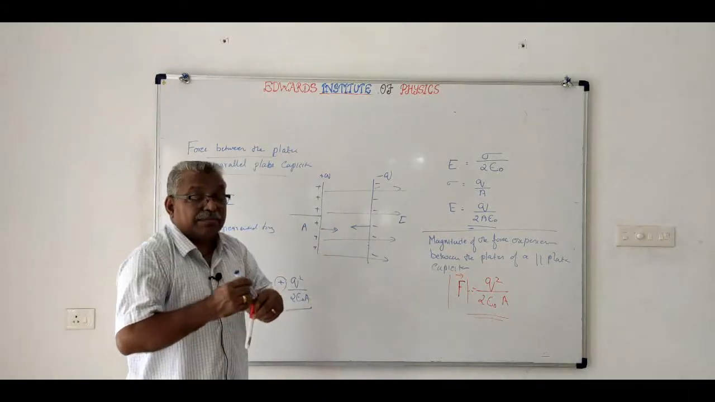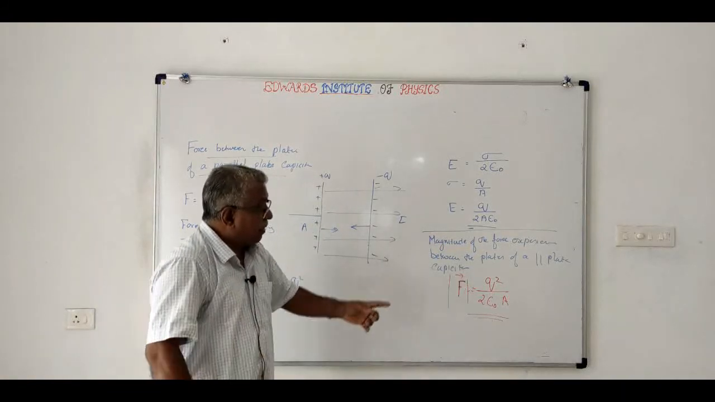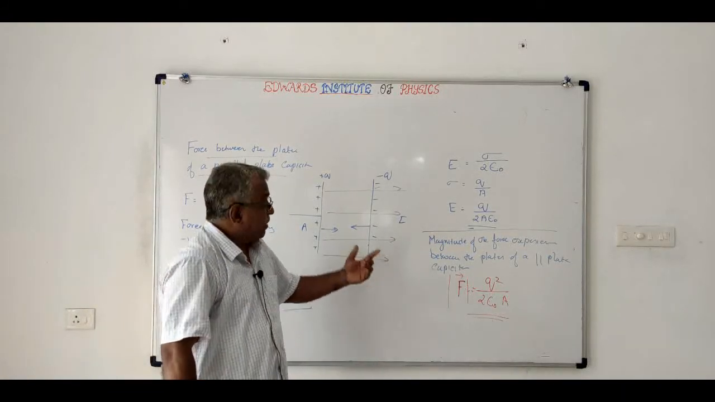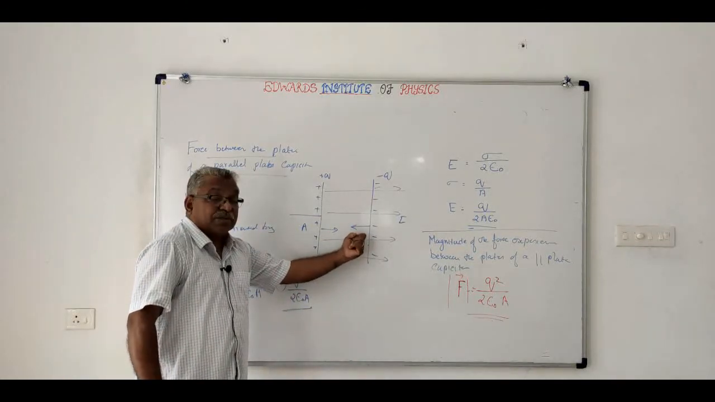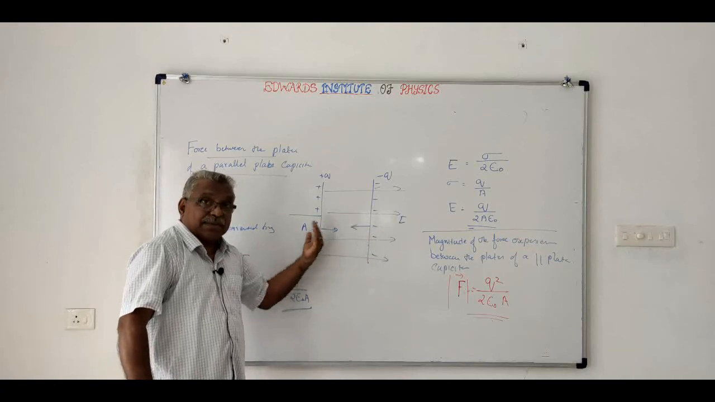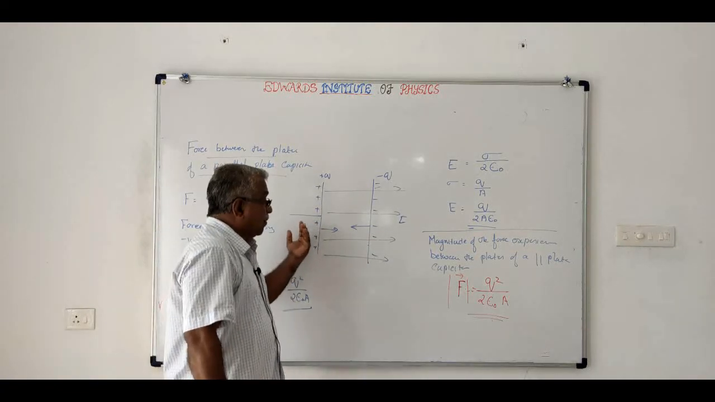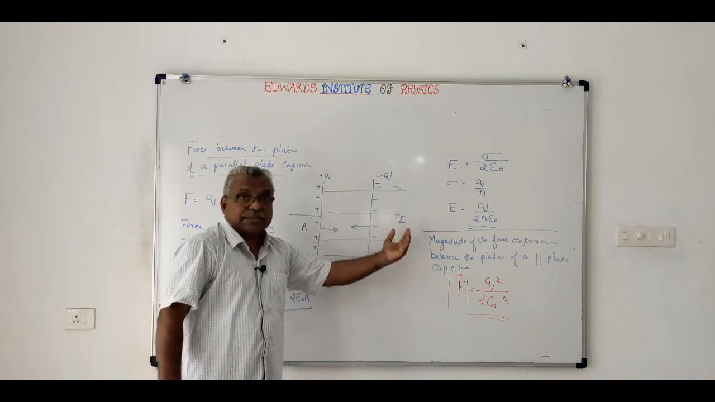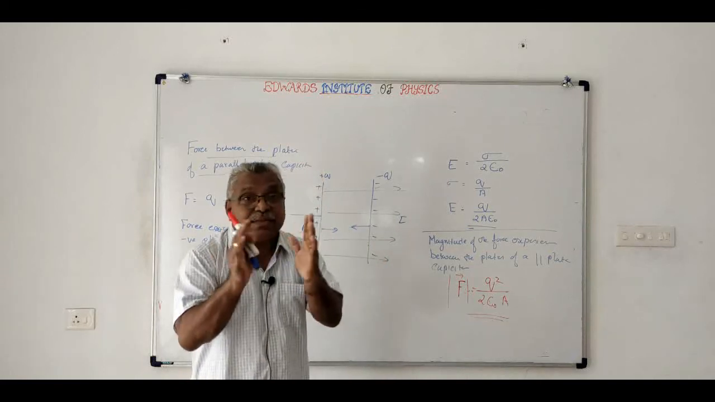So mutually there will be a force, and that magnitude of the force is given by Q square by 2 epsilon 0 A. The negative sign simply shows that the direction of the force on the negative plate is in the negative x-axis, and that of the positive plate is in the positive x-axis. Okay, so this is the magnitude of the force between these two plates.